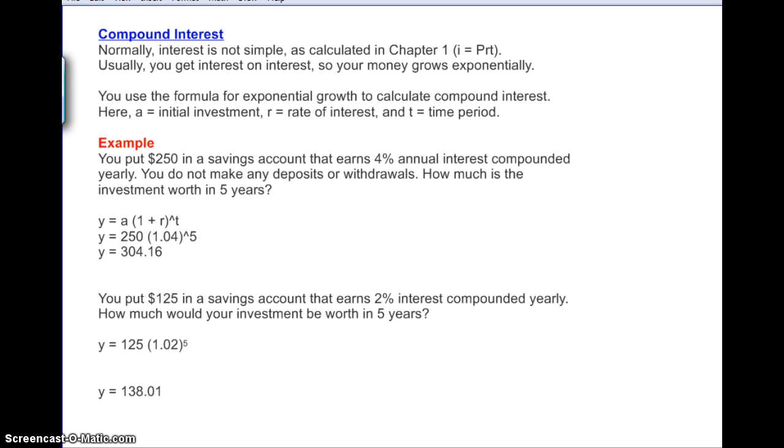So you use the formula that we learned in the previous presentation, and that is y equals a times (1 plus r) to the t, where r is the rate of interest, t is the time period, and a is the initial amount. So here we're going to plug in the values in the problem, and that is y equals 250 times 1.04, which is the 1 plus the rate of interest, the 4%, and we're going to raise that to 5 because it's 5 years.